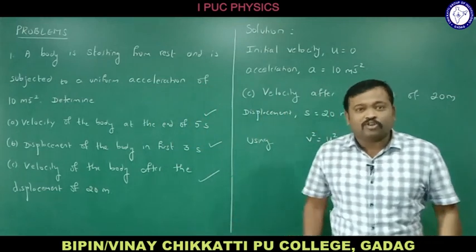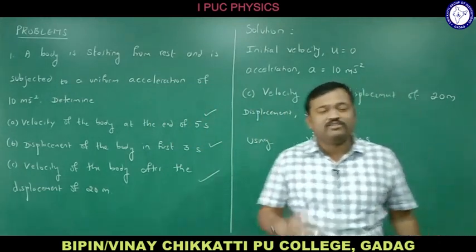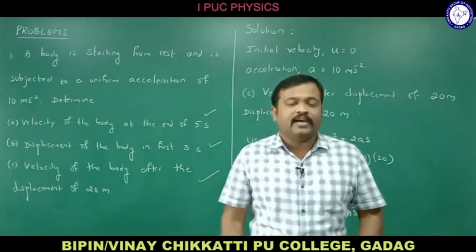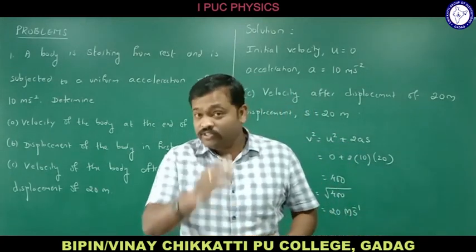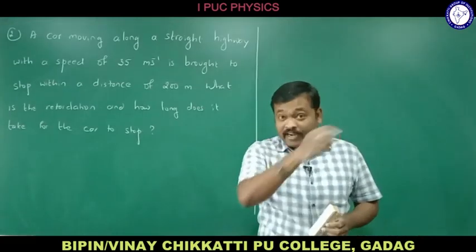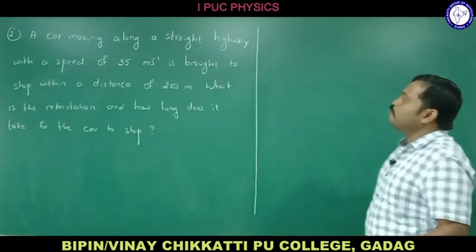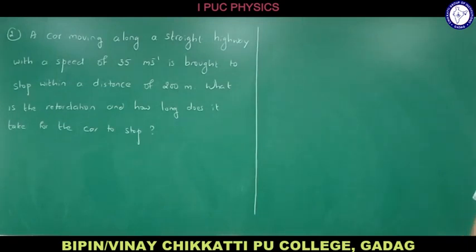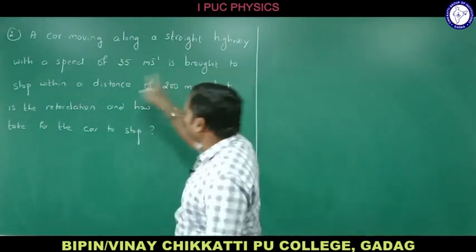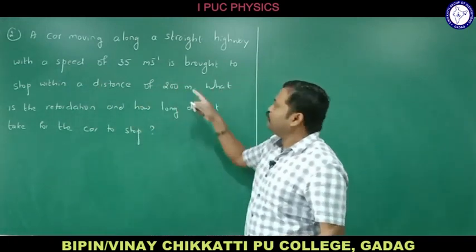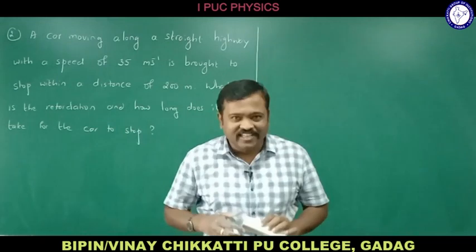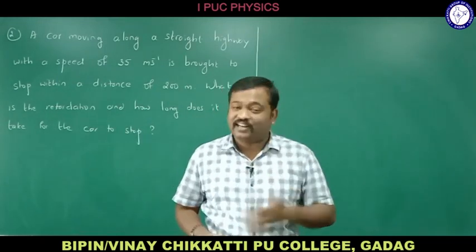So first write what is given, then figure out which kinematic equation is suitable to use, and then we can solve the problem. So this was the first problem. Let me move on to the second problem. A car moving along a straight highway with a speed of 35 meter per second is brought to rest within a distance of 200 meter. Now the car is already moving. In the first problem we saw that the car was at rest. Now the car is not at rest.